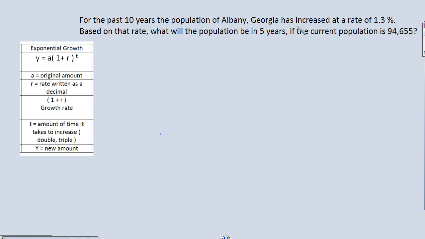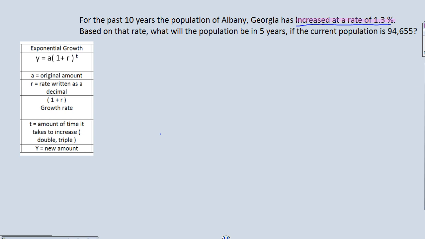But when we see "increased at a rate," that statement right there tells us that we're looking at an exponential growth. And we'll see when we look at an exponential decay what the language looks like also. It'd say "decreased at a rate."